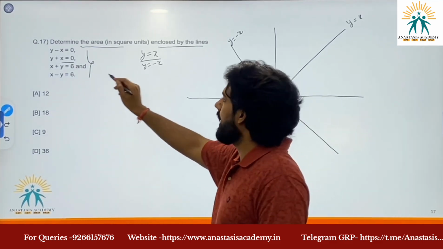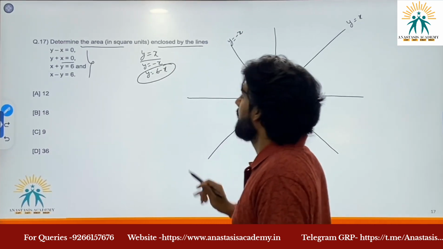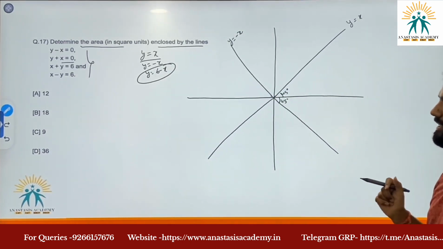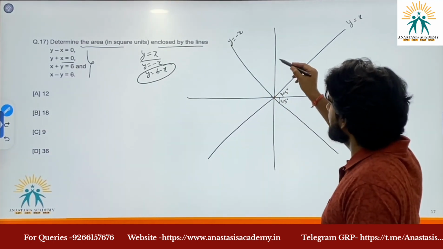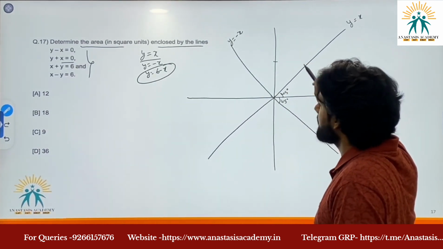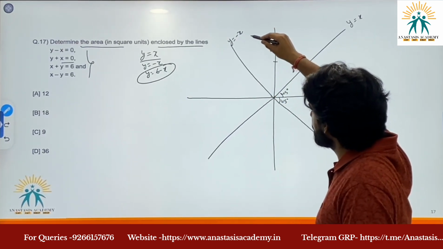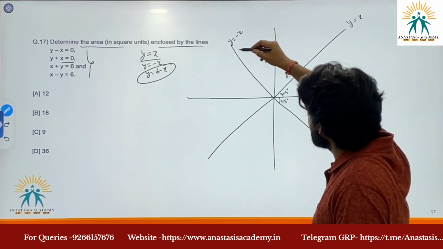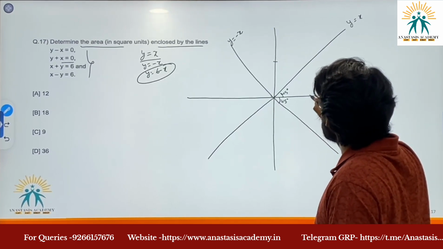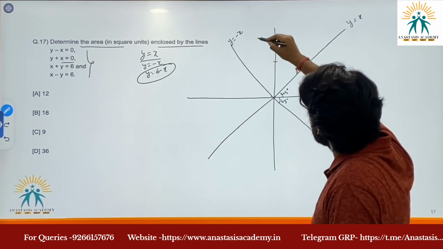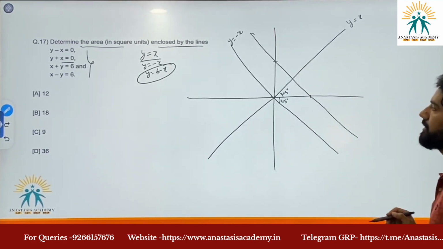Next line is y is equal to 6 minus x. This line has decreasing slope and y-intercept is 6. So it will intersect y at positive 6 and it will have decreasing slope. So the slope is minus 1, and this line will be parallel to this line and cutting x and y axis at 6 each. So this line is parallel to this.